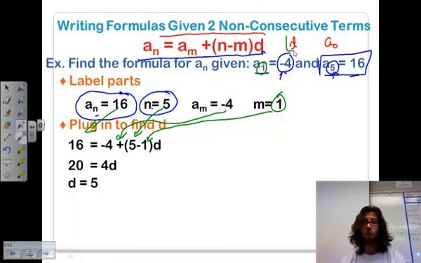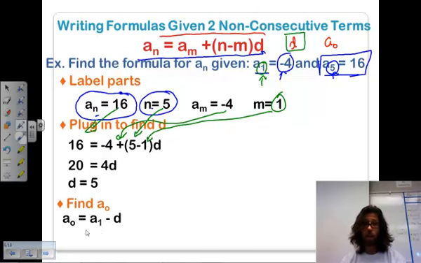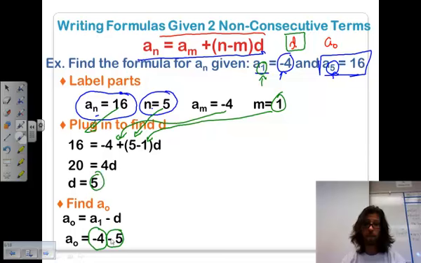And again, that's our whole goal. We've got to find D. Once we know D, well, we already know A sub 1. A sub 1 is just equal to -4. And if we want to find A sub 0, we're just going to subtract 5 from that, because D is our difference, right? So if we want to go from 1, we just subtract how far apart each one of the terms in the sequence is, and we get there.